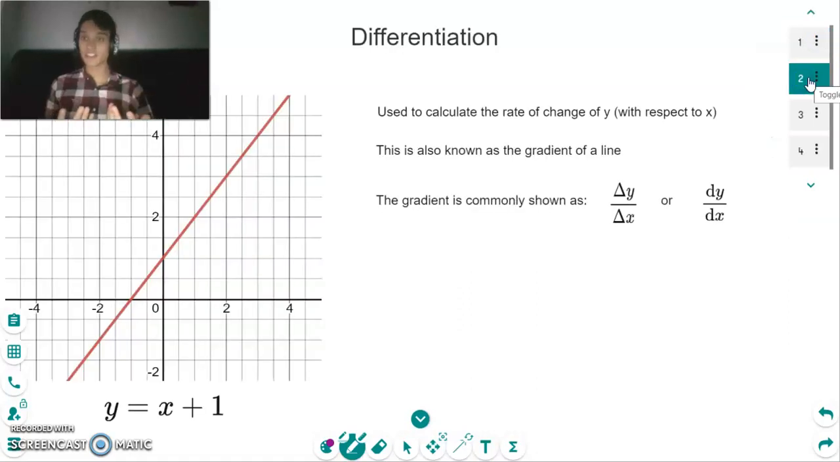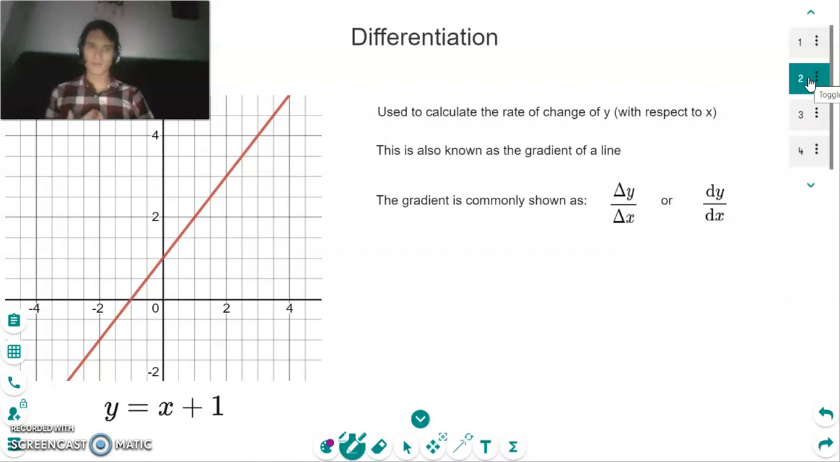So when we're looking at differentiation, the first thing we need to understand is what differentiation actually is. We're looking at a method used to calculate the rate of change of y with respect to x. So differentiation is just trying to find this change in y with regards to how much x is changing. You'll have seen this in the past.